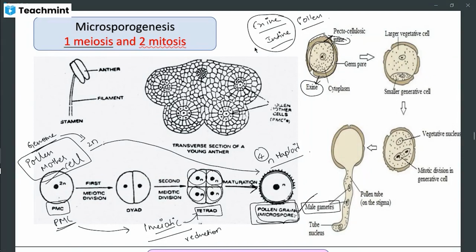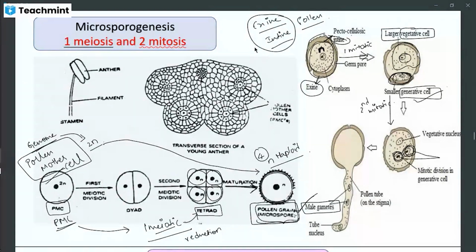And then we all know that this is a single cell in haploid phase, and it generally gets divided by one mitotic division and leads to the formation of two different cells. One cell we generally call the vegetative cell, the larger one, and the other, which is small, we call the generative cell. This generative cell undergoes a second mitotic division and forms two other cells. What do you call these two cells? Male gametes.